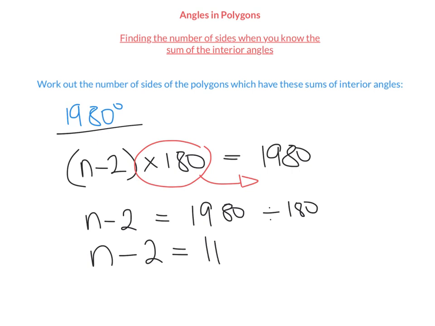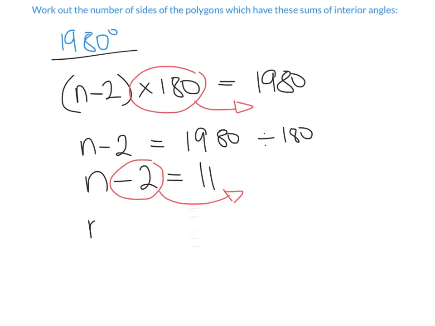Okay. Then what we do again is swap side, swap sign, so minus 2 becomes plus 2, which means n equals 13. Okay, another example.